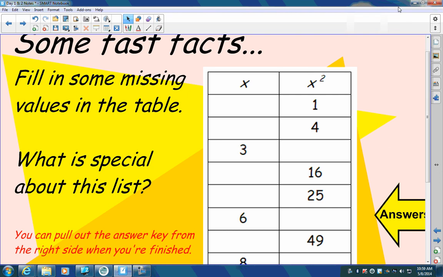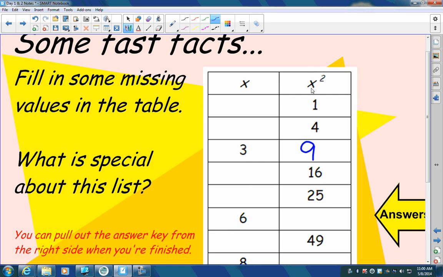All right, looking at this table, I asked you to write down the table, and it says to fill in the missing values in the table. First off, it says x, and then this column on the other side says x squared. If I go down here to where x is 3, what is x squared? So what is 3 squared? 3 times 3 is 9.